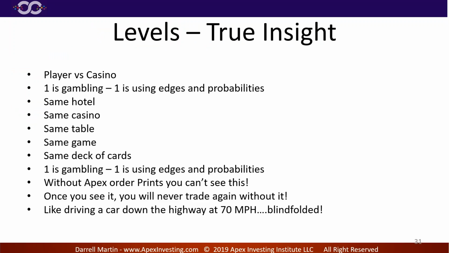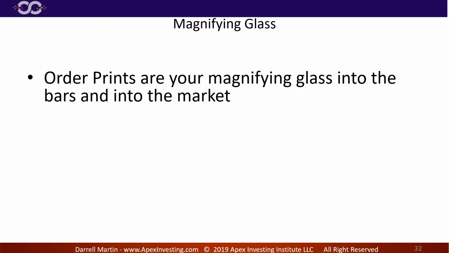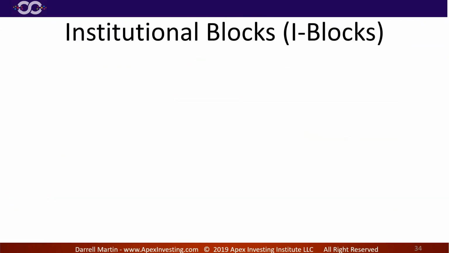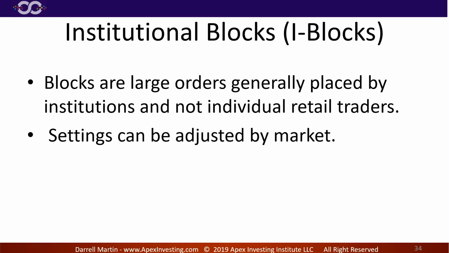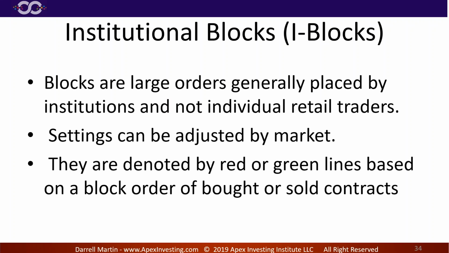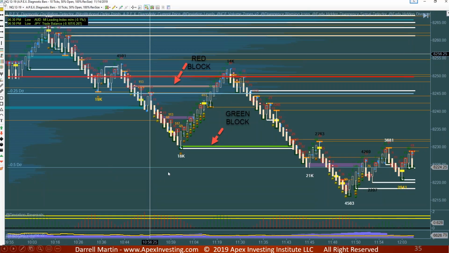All right, so let's see here. Institutional blocks, or I blocks. They're large orders that are placed usually by institutional, not individual retail traders. They can be adjusted by market. We have them already set for NQ. They are denoted by a red or green line based on a block of orders bought or sold.